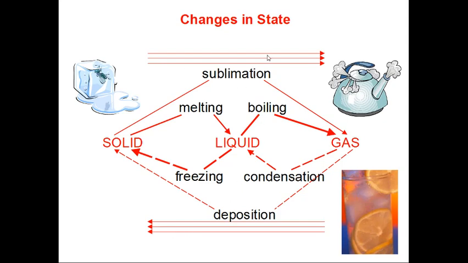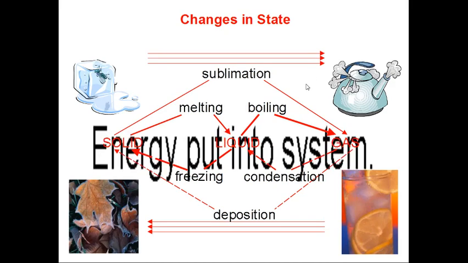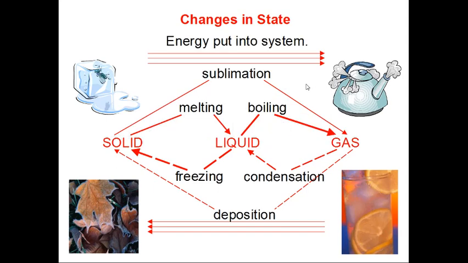Now, if you notice, there are these giant arrows at the top and the bottom here. These are all going to be about energy. As you go from solid to liquid to gas, your particles are moving faster, so you're gaining energy. Energy is put into the system. And as you go from gas to liquid to solid, you're losing energy. Energy comes out of the system.